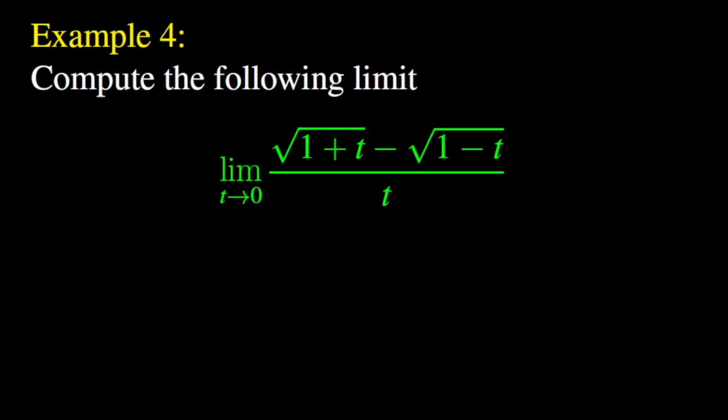Now let's solve the fourth example. In this example, we have to compute the limit as t goes to 0 of the irrational function, the square root of 1 plus t, minus the square root of 1 minus t, over t. This is a very interesting example because on the numerator we have the difference of two radical terms.